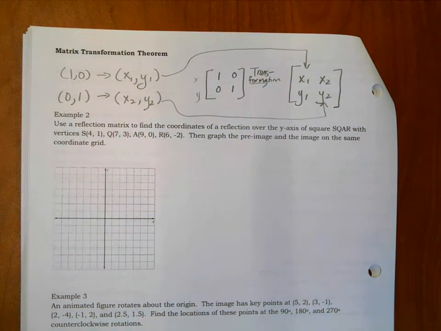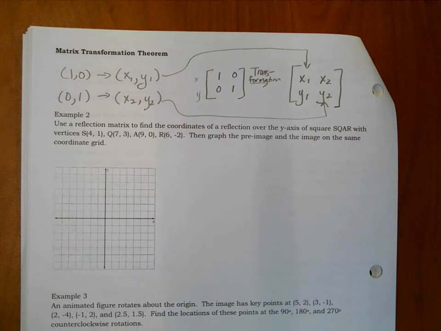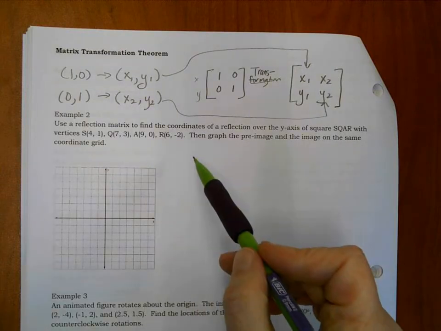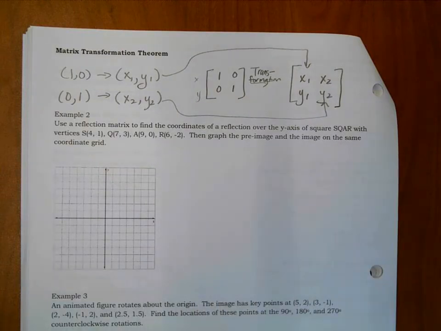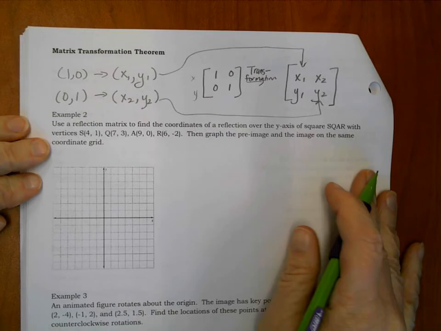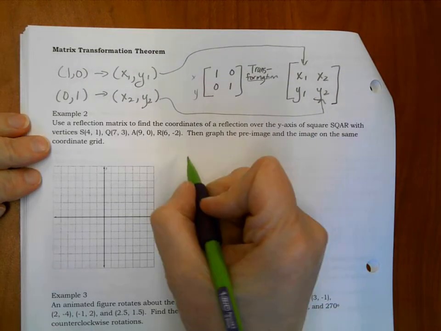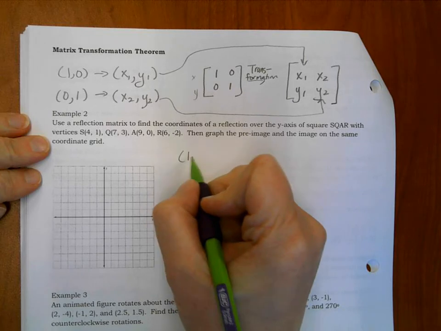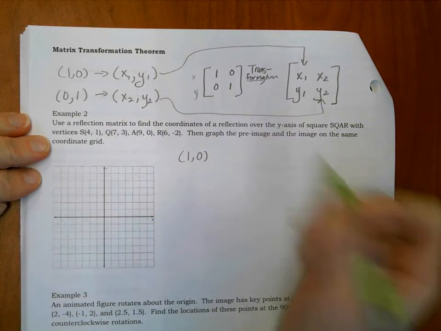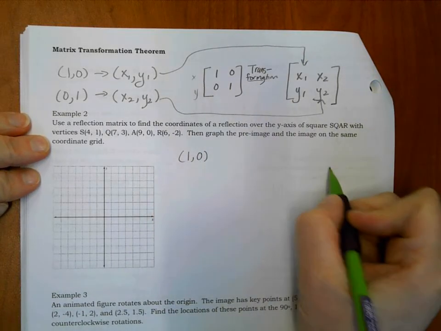Example 2 says, use the reflection matrix to find the coordinates of a reflection over the y-axis of this square with these vertices, and then graph the preimage and the image. Okay, so first I'm going to come up with a matrix. Let's say I don't remember it, it's a test, I don't have it in front of me. So I'm going to figure out, what happens to the point 1, 0? I'm going to do a little sketch over here.